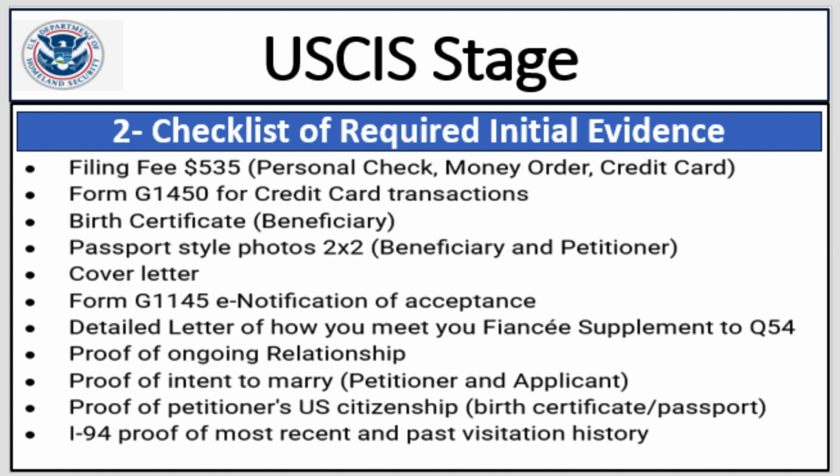Also, you will need a birth certificate for the beneficiary, passport style photos for the beneficiary and the petitioner, and the background has to be white. You need a cover letter. Also, you need Form G-1145, notification of acceptance. I would recommend you send it because every time USCIS makes an update on your case, they will send you a notification. It's good to have it.